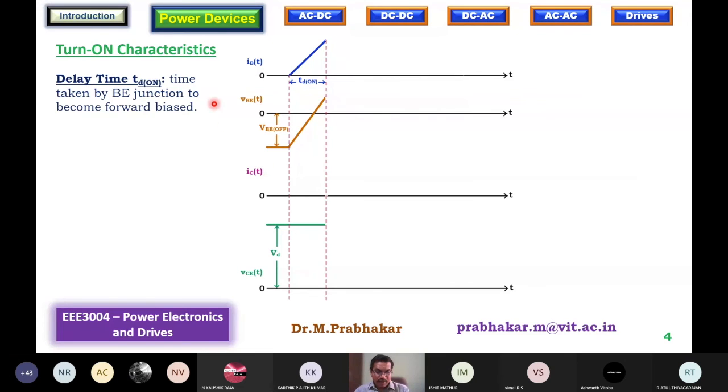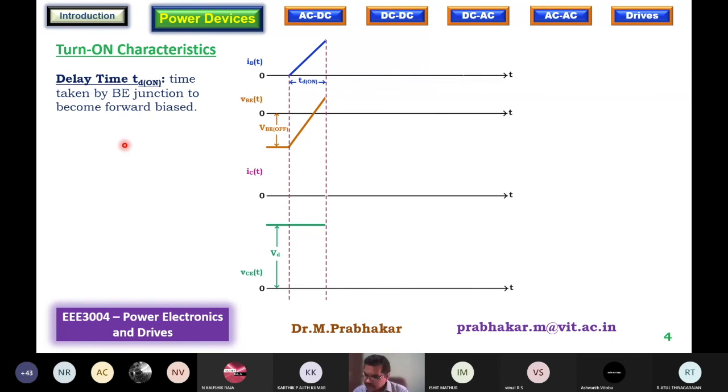Now, to turn on the BJT, initially the base emitter junction would have been reverse biased, so we need to forward bias that. So VBE was off, now it is forward biased. For that, there is a definite time delay, TD on. TD on is the time taken by the base emitter junction. Remember, the base emitter junction is similar to a classical PN diode, N plus and P layer, that's all. So that will take some time for getting forward biased. That is TD on, the first time interval.